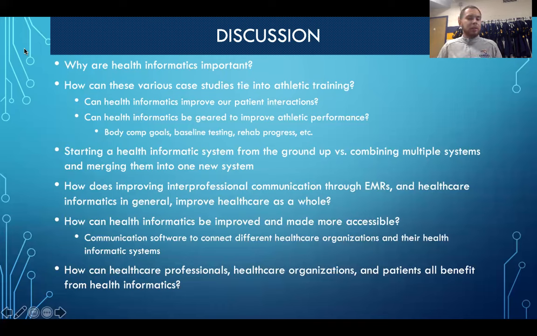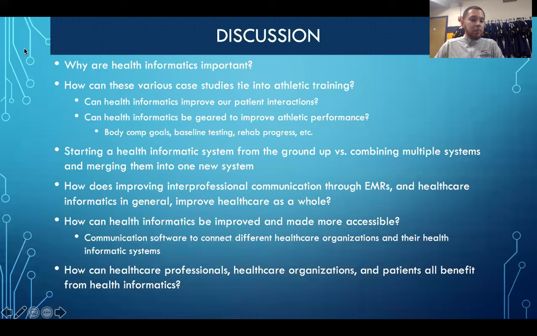Starting a health informatics system from the ground up versus combining multiple systems and merging them into one system. It's important to realize that they're two different things. If you start your health informatics system from the ground up, you have a lot of wiggle room, but it could be a lot of work to start this and combine it with your electronic medical records and get all that going. But merging can also be very troublesome, as we've seen when two hospitals merge together. That's very hard. You have to get all the patient identification records on the same page. There are challenges to both, but they're both beneficial at the same time.